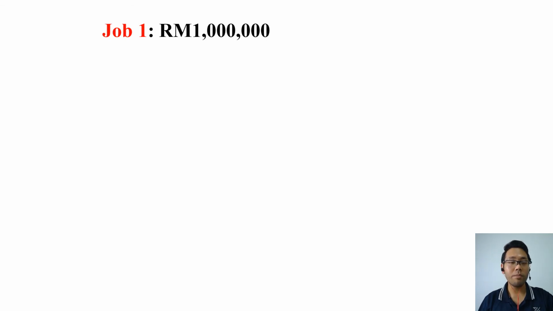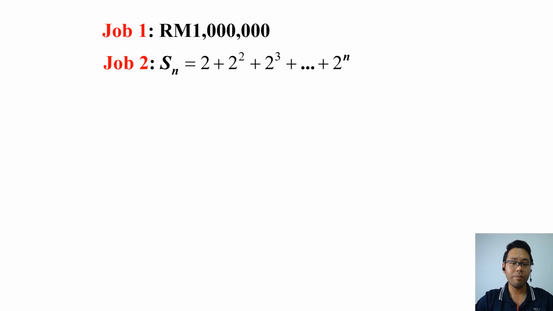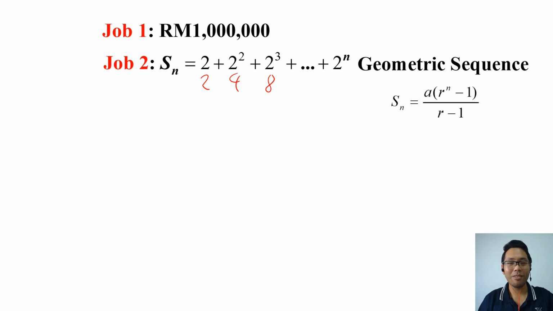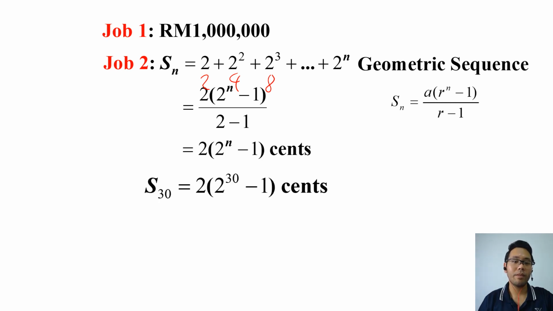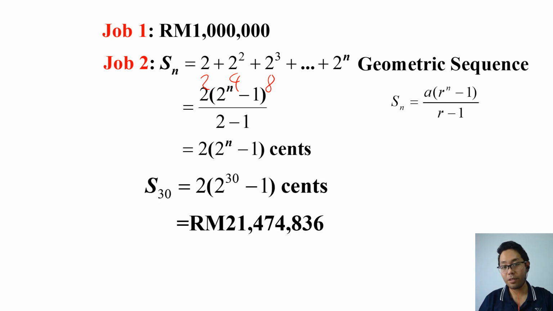So job 1 only offers you 1 million, but job 2 is geometric because it says 2, 4, and 8 cents. So it's a geometric sequence. By using Sn, after 1 month, which is 30 days, you receive this much. Just plug it into the calculator and you see it: more than 21 million, 21 million 174,836 ringgit. Wow, that's a lot. So if you said just now you prefer job 1, hey, you just missed out on big bucks.